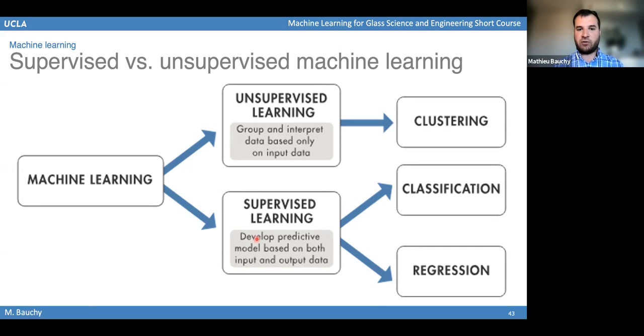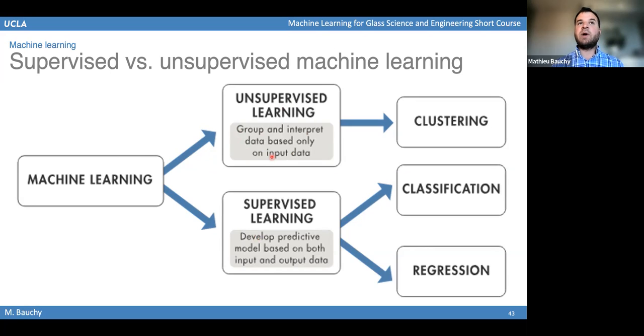And once the model has learned, it's going to be able to predict the density of glasses, even for glasses that it has never seen before, even for glasses that were not included in the dataset that you used to train the model. So this is basically the two families of machine learning model.